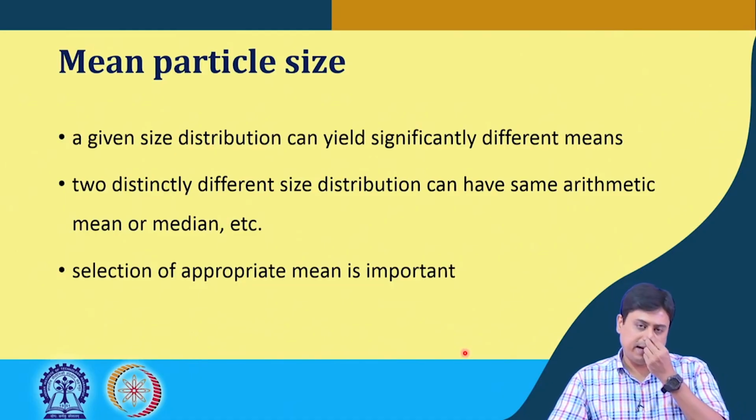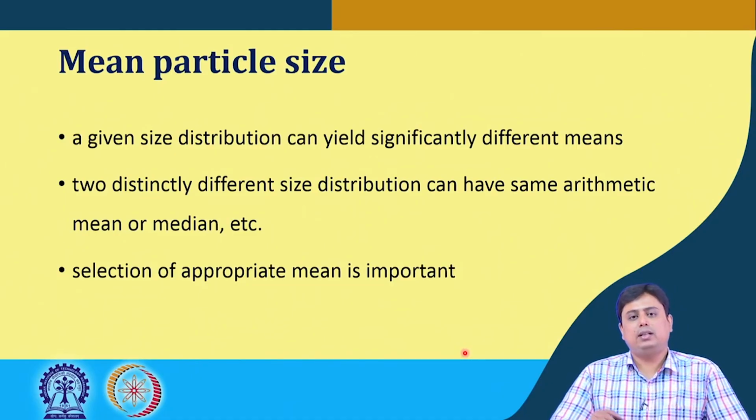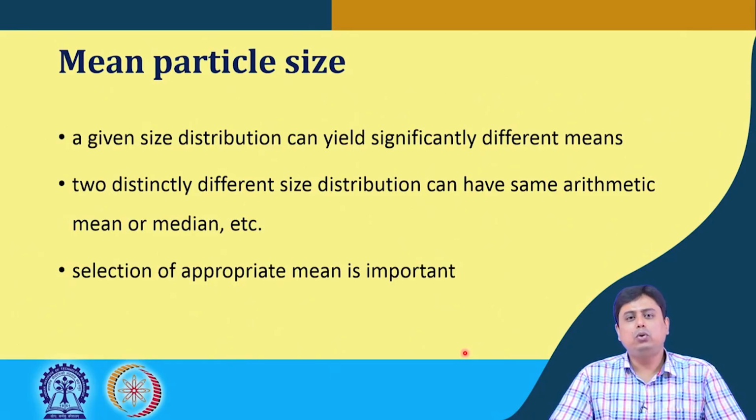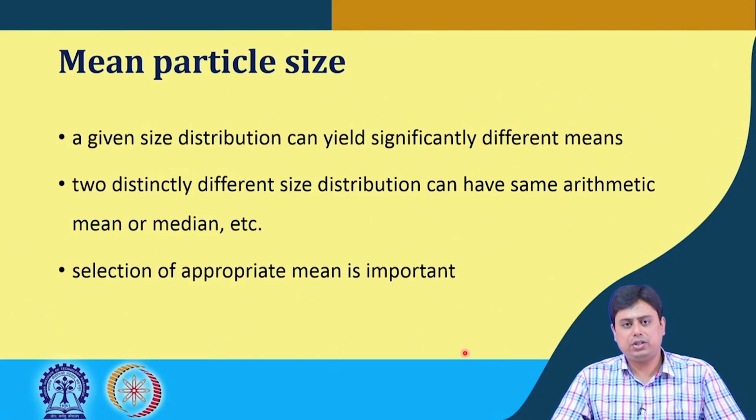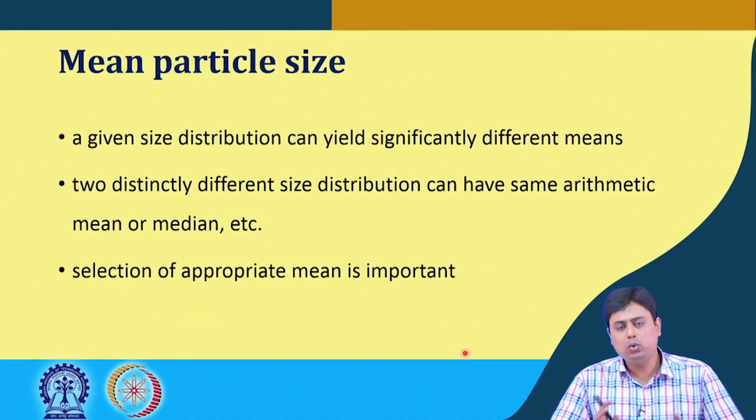Statistically, you can understand that when there are two different size distribution graphs, due to the central modal nature of those graphs, you can have a similar value of the arithmetic mean or the median. So, selection of the appropriate mean becomes important in both cases. For a given size distribution, as I told earlier, you can have different means, but which mean to choose? And there are two different size distributions, two different samples, but the arithmetic mean or median comes out to be the same.